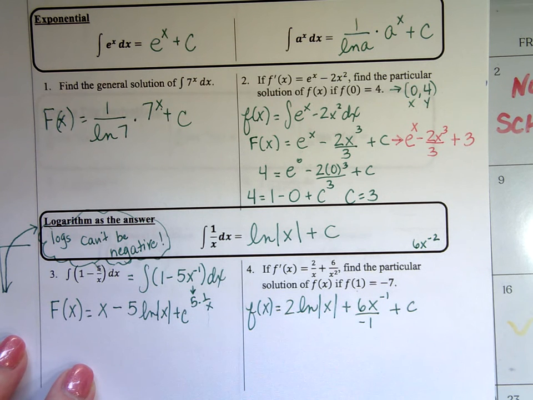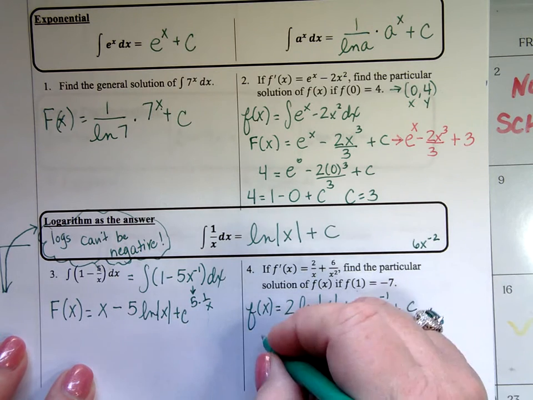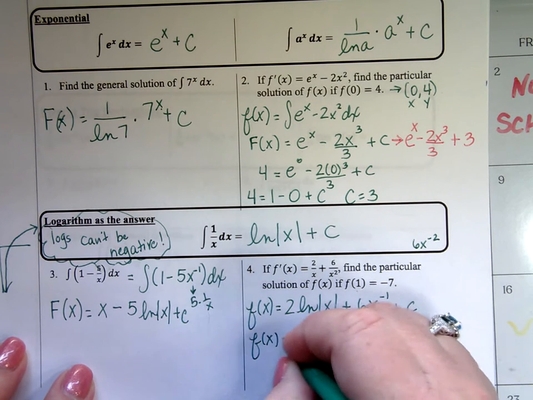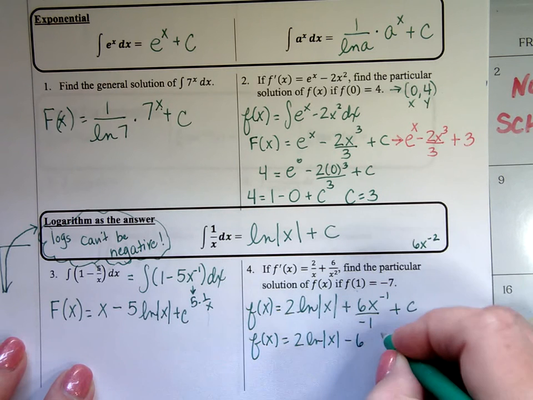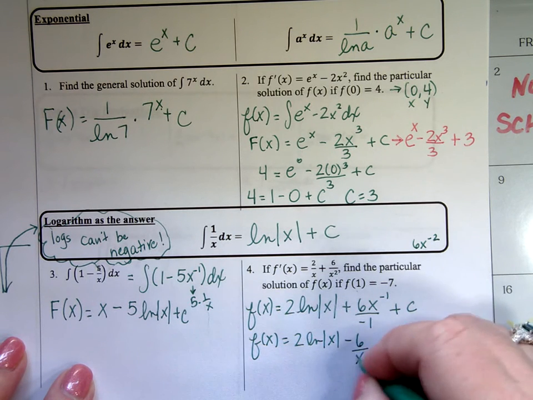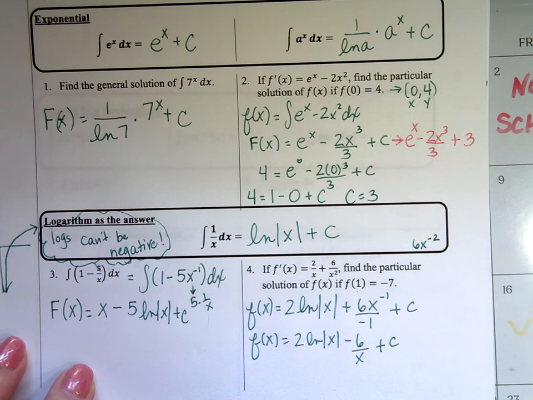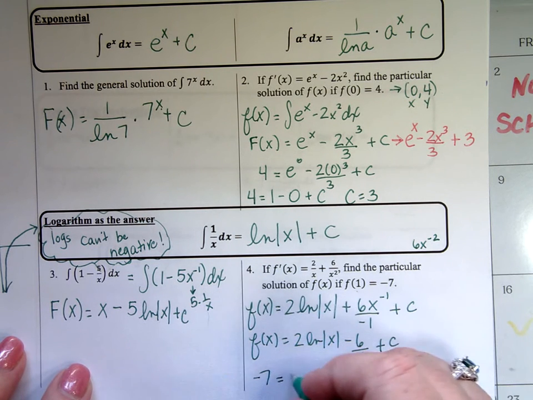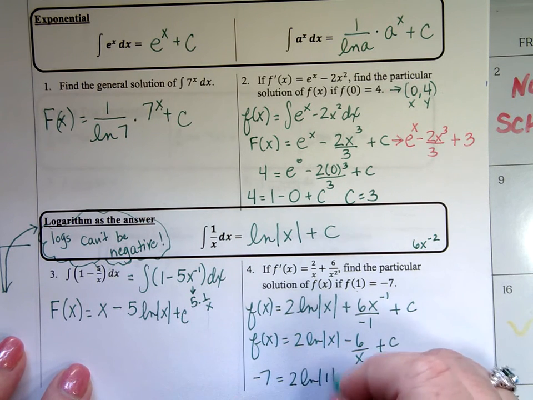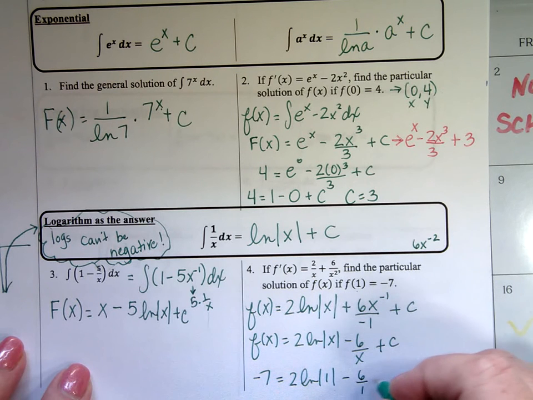So before I plug in my 1 and -7 for my x's and y's, let me just simplify this a little bit, make my math a little bit easier. So 2 ln of x minus 6, I'm going to put it over x, and then a plus c. And I know from the coordinate that they gave me, which is on the actual function, that when y is -7, x is 1. 2 ln, I'm replacing my x's with 1's, and I'm going to look for what c is.